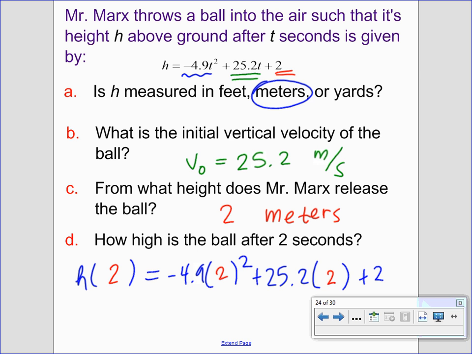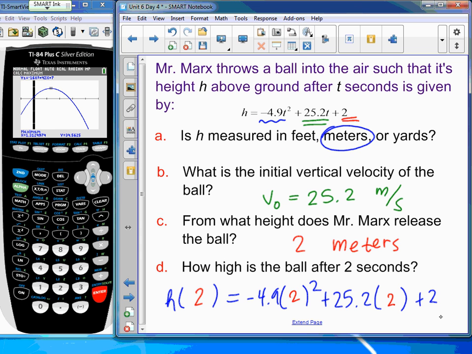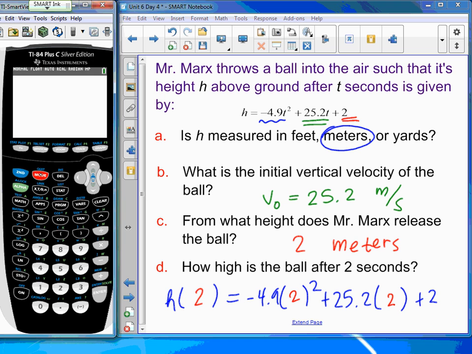I can evaluate this on my home screen. Everybody, we'll go to my home screen, second quit. Clear out, and on your home screen you can simply evaluate negative 4.9 parentheses 2 close parentheses squared plus 25.2 parentheses 2 parentheses plus 2. I'm simply evaluating my function rule. Everywhere I see a t, I'm putting 2. You could do that on your home screen. I'd get 32.8 meters.